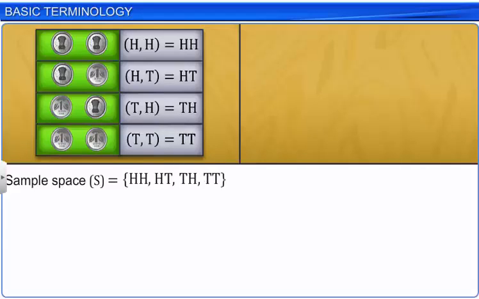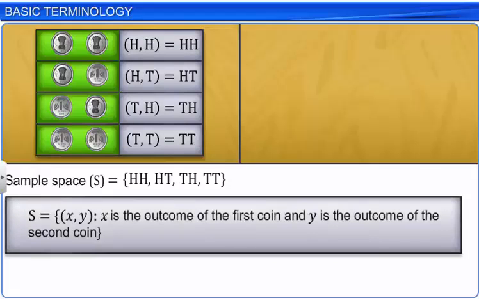The outcomes of this experiment are the ordered pairs of the outcome of the first coin and the outcome of the second coin. For the sake of convenience, we may omit the commas from the ordered pairs. In set builder form, this can also be written as S is equal to {(x, y)}, such that x is the outcome of the first coin and y is the outcome of the second coin.